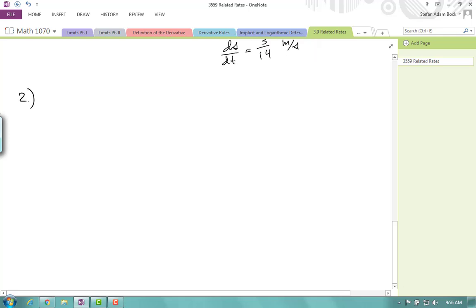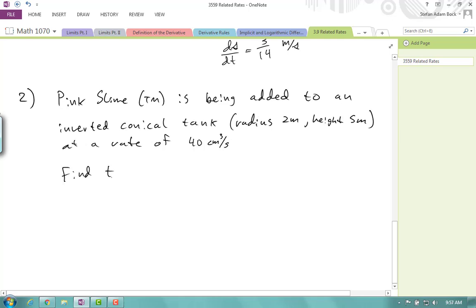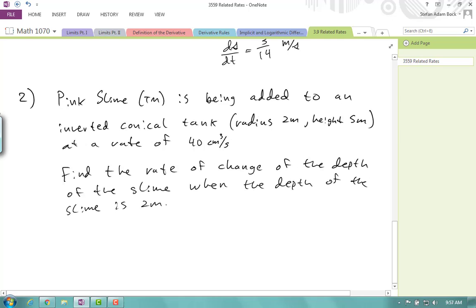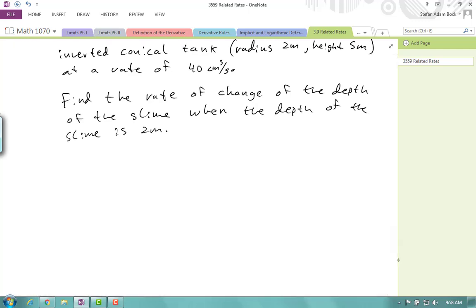For a more geometric example, we have that pink slime, totally edible, is being added to an inverted conical tank of radius 2 meters and height 5 meters at a rate of 40 cubic centimeters per second. And we want to find the rate of change of the depth of the slime when the depth of the slime is 2 meters. So, starting with a picture, I have a conical tank.